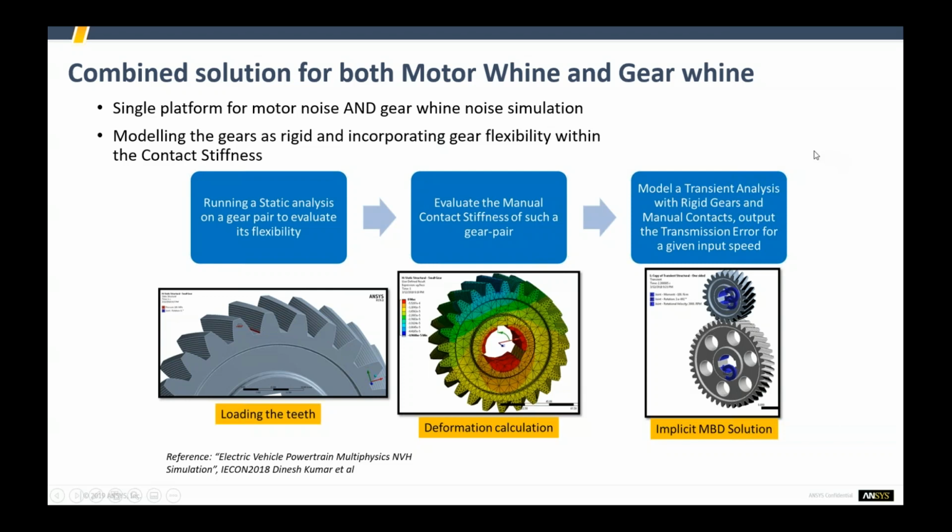And then we also have the combined solution for both motor whine and gear whine. So a single platform for motor noise and gear whine noise simulation. The steps on the left would be: running a static analysis on a gear pair to evaluate its flexibility, then evaluating the manual contact stiffness of such a gear pair, then modeling a transient analysis with rigid gears and a manual contact, and outputting the transmission error for a given input speed.